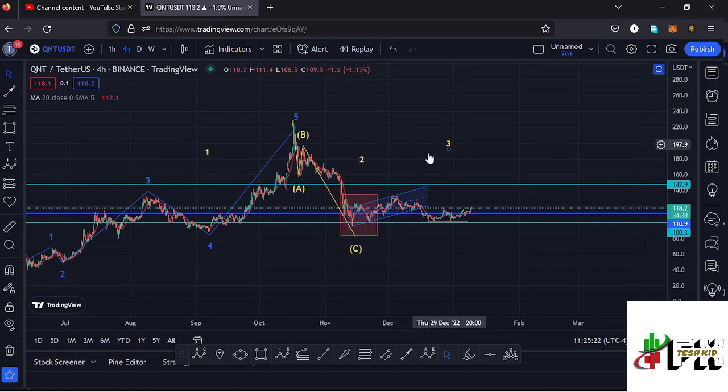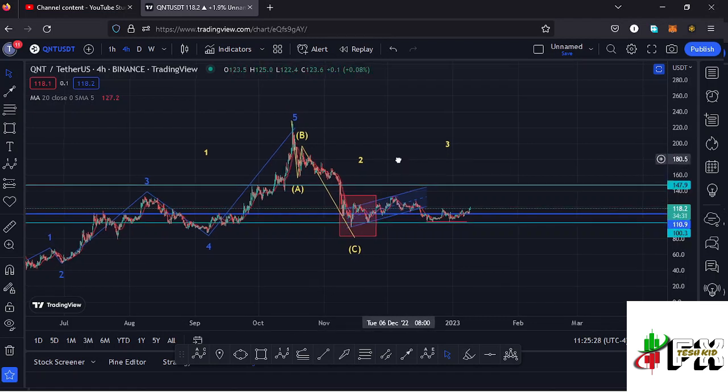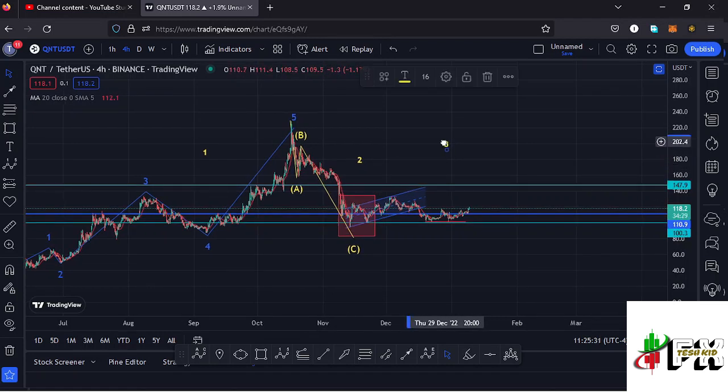We might have seen the low for this higher Elliot wave count 2 at around the $94.1 mark, and there are chances that very soon we might start that bounce to the upside in the formation of this higher Elliot wave count 3.